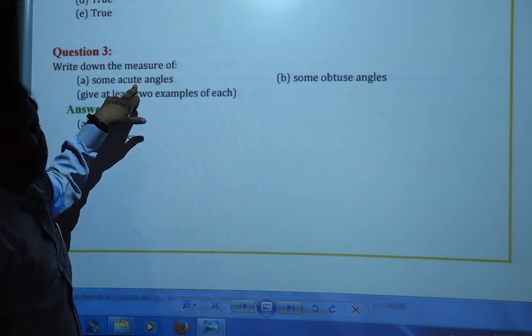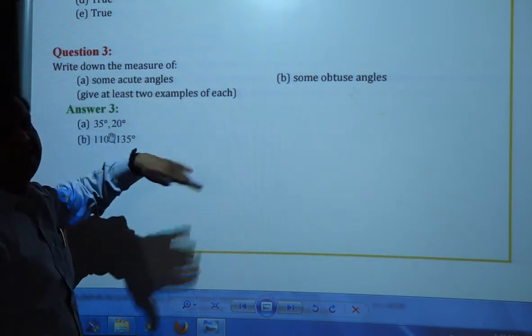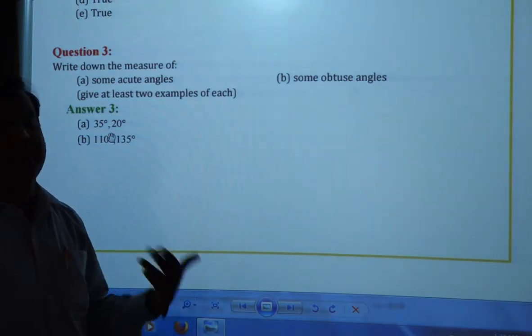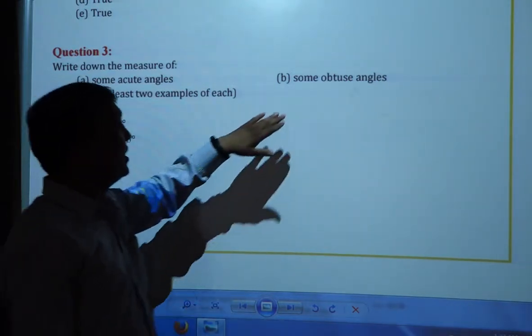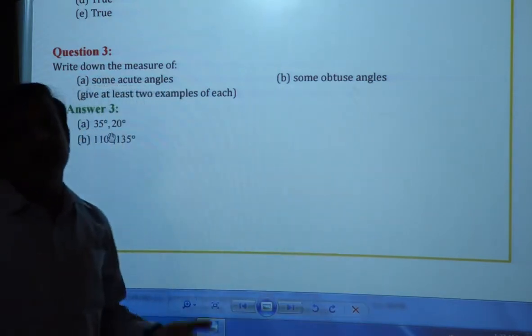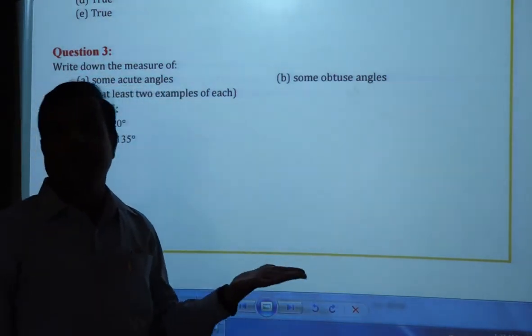An acute angle, you know, is less than 90 degrees. You can draw any 2, 3 angles less than 90 degrees, it may be 38 degrees, 25 degrees, 45 degrees, 50 degrees, 60 degrees. And some obtuse angles, more than 90 degrees. So you can draw 100 degrees, 110 degrees, 120 degrees.